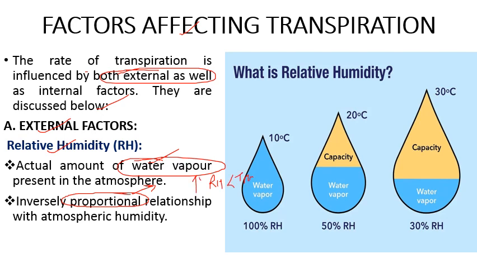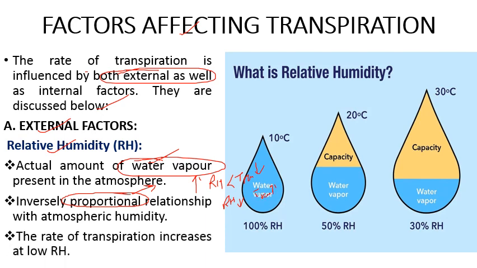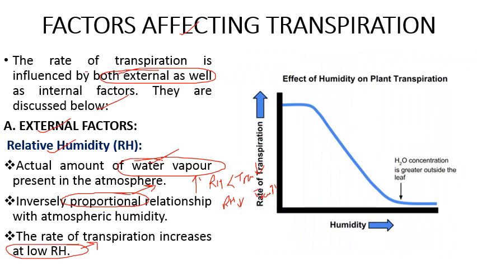अगर ह्यूमिडिटी ज़्यादा होगी तो ट्रांसपिरेशन का रेट कम होगा, and if relative humidity is less, the rate of transpiration is more. So they have inverse relation. The rate of transpiration increases at low relative humidity. तो जब relative humidity कम होती है तो rate of transpiration ज़्यादा होता है.